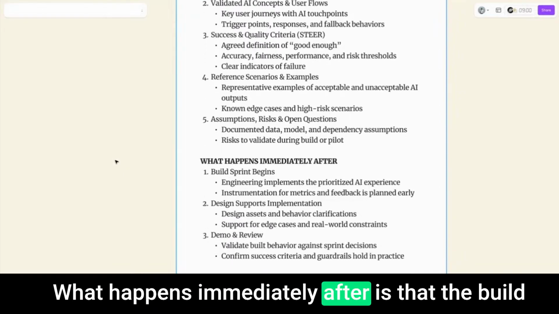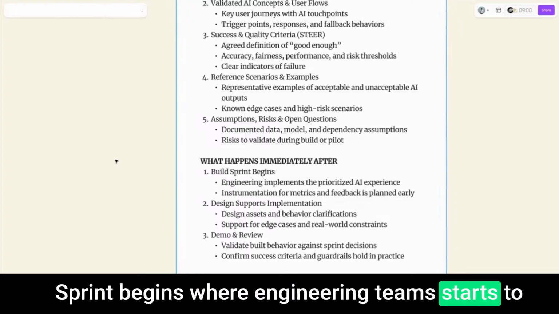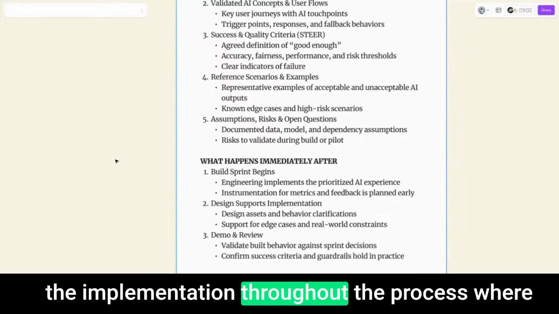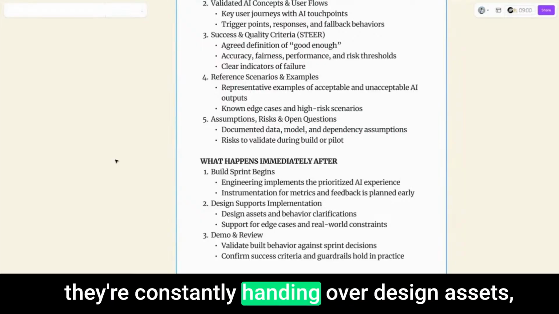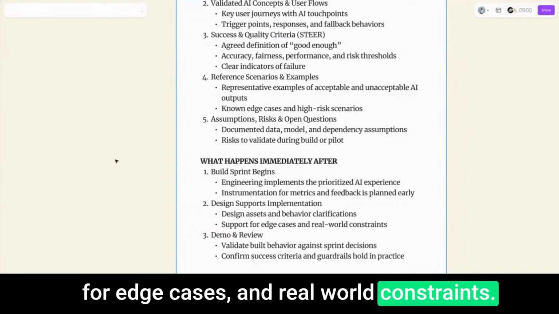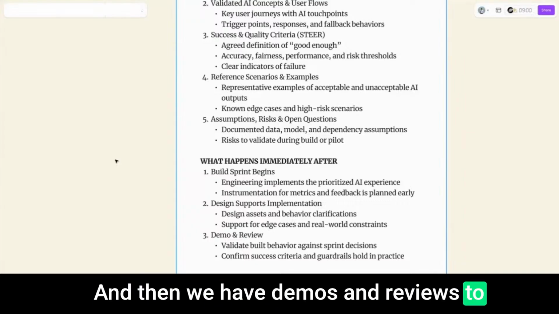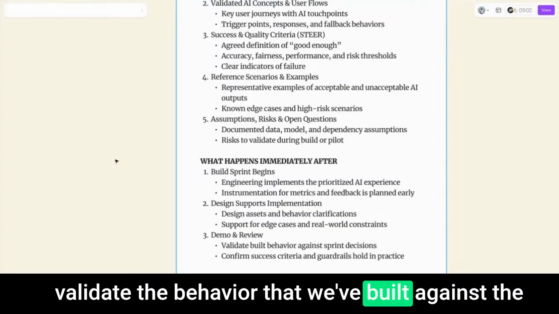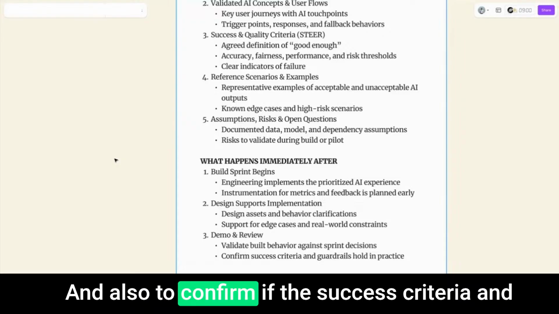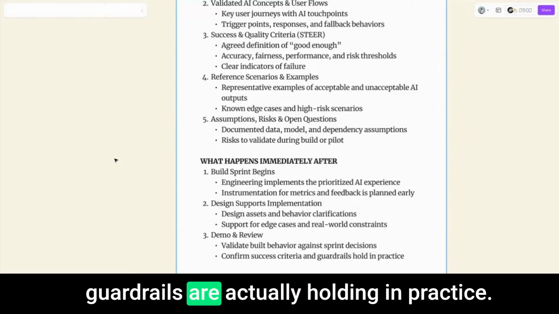What happens immediately after is that the build sprint begins, where engineering teams start to implement the prioritized scope. Design supports the implementation throughout the process, where they are constantly handing over design assets, providing any behavior clarifications, any support for edge cases and real world constraints. And then we have demos and reviews to validate the behavior that we've built against the decisions that we made during the 5 day sprint. And also to confirm if the success criteria and guardrails are actually holding in practice.